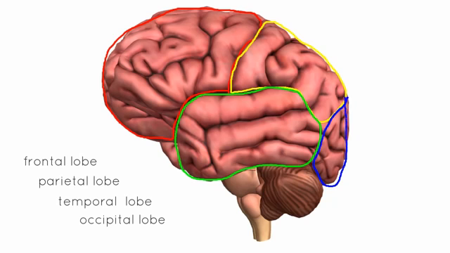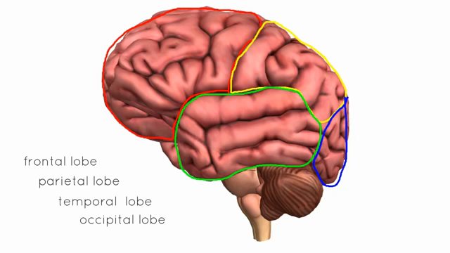So this is quite a rough illustration of the four lobes, but I wanted to show you how the central sulcus and the lateral sulcus are important in defining these different areas. So anterior to the central sulcus you've got the frontal lobe, posterior to it you've got the parietal lobe, and then you've got the lateral sulcus, and inferior to the lateral sulcus you've got the temporal lobe.